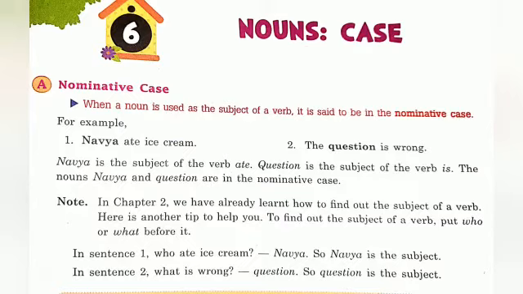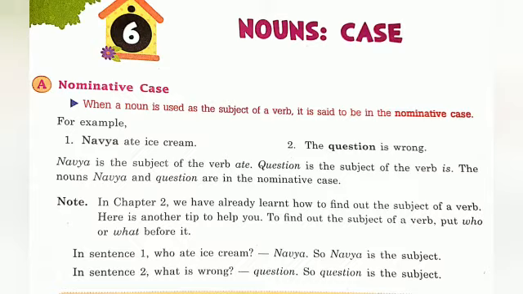Nominative case. When a noun is used as the subject of a verb, it is said to be in the nominative case. So first of all, we have to understand what is the case. Case क्या होता है? So case means in Hindi it is called कारक. कारक को हम case बोलते हैं English में. In another way, you can understand it like what is the role of a noun in a sentence is called a case. Noun का जो sentence के अंदर role होता है वो role कहलाता है उसका case.